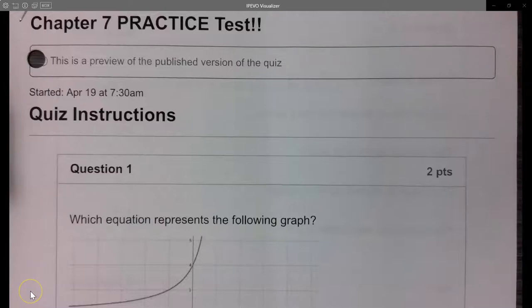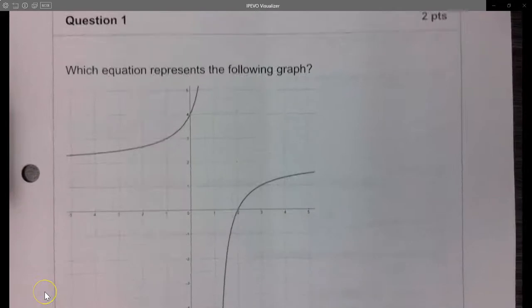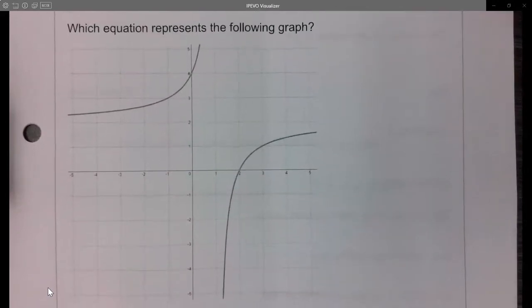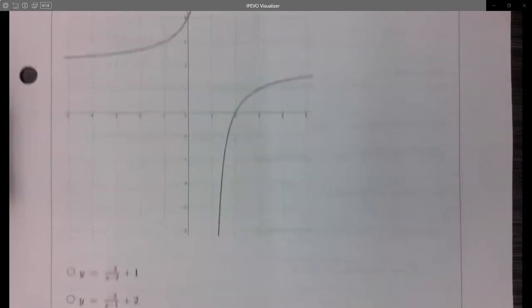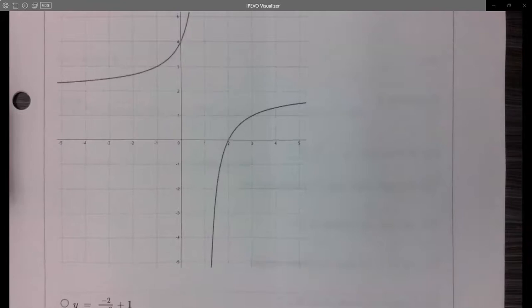So in this video, I'm going to be going over the Chapter 7 practice test. My first question gives me a picture of a graph, and it asks me which equation represents it. So I am going to go ahead and go to Desmos and type in these 4 choices down below.